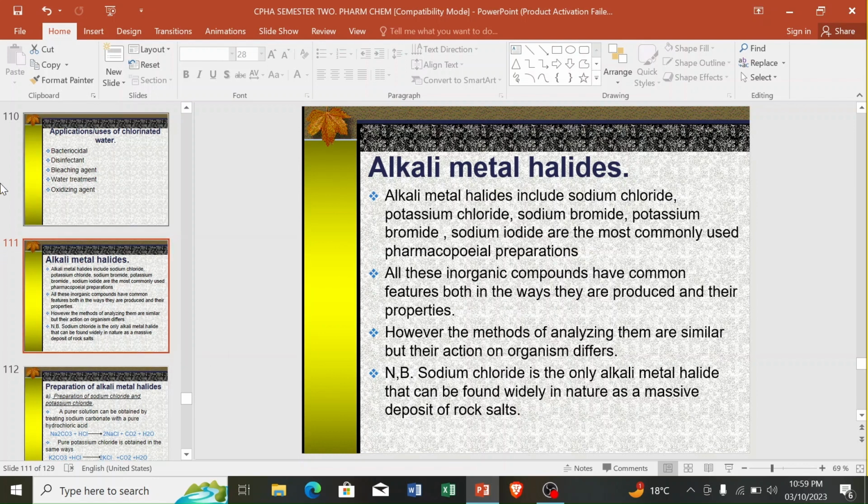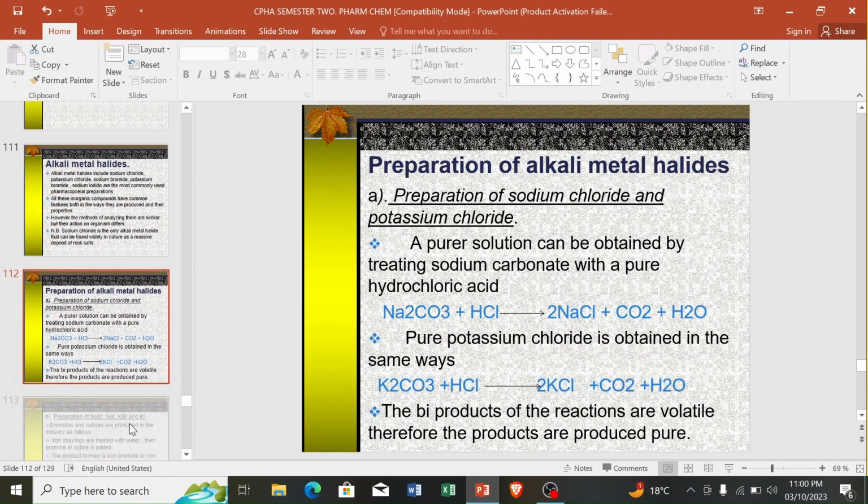All these inorganic compounds have a common feature, both in the ways they are produced and their properties. You find that they are produced in a specific manner, or a similar method of preparation, as we are going to look at below. The methods of analyzing them are similar, but their action on organisms differs. Okay, that is what we have to note. Sodium chloride is the only alkali metal halide that can be found widely in nature as a massive deposit of rock salts. Please put that in mind.